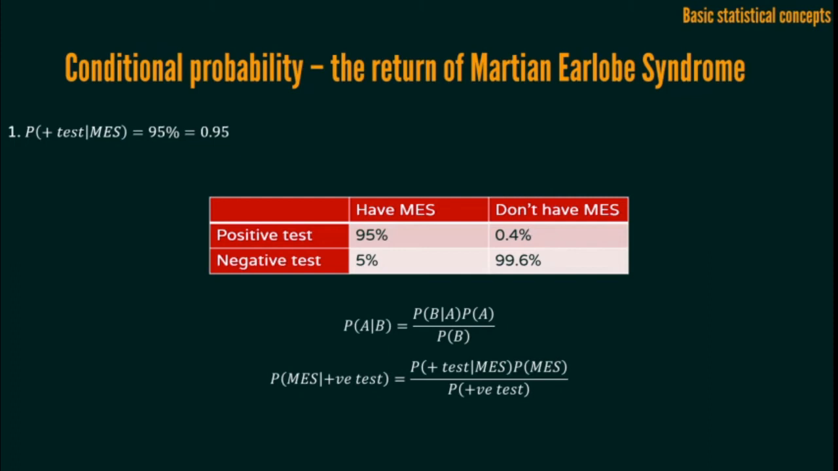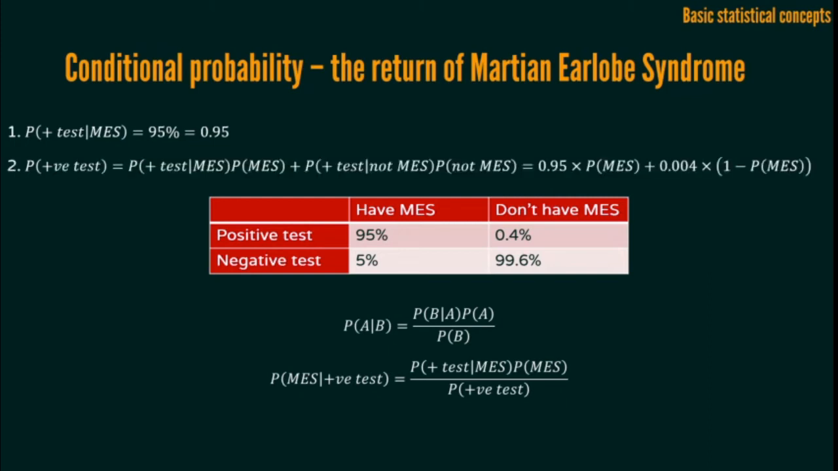This all means that we can think of the probability of having a positive test as being the probability of getting a positive test if we do have Martian earlobe syndrome, plus the probability of getting a positive test if we don't have Martian earlobe syndrome, scaled by the chance of either of those things happening. Let's whack that in. So here we go. It's a big one, isn't it?